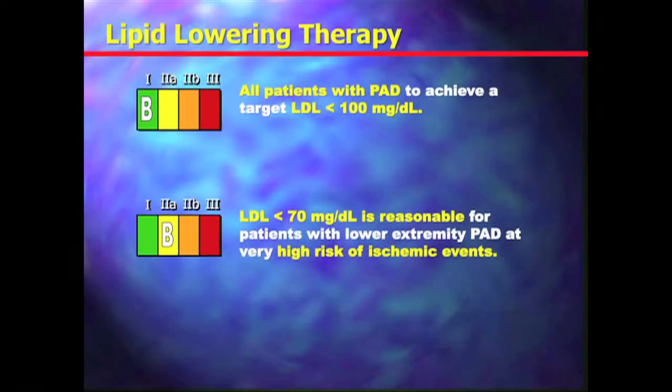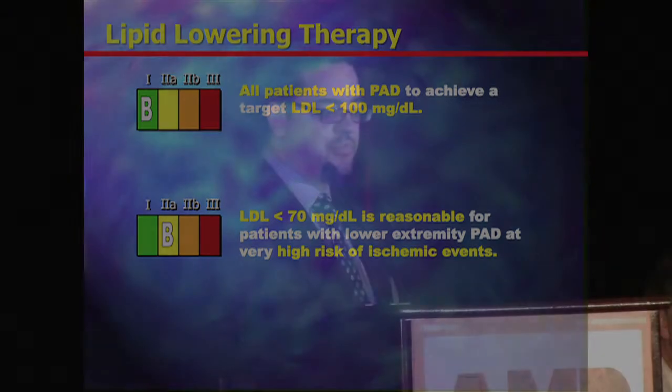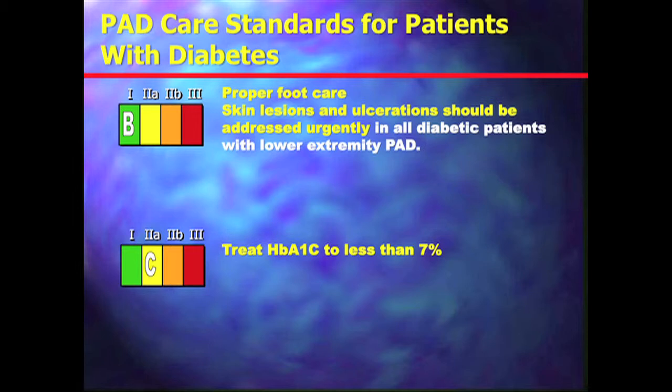Lipid-lowering therapy: Class 1B indication for all patients with PAD to an LDL of less than 100, and I'm sure that that's going to change as time goes by. The LDL less than 70 is a Class 2A, level of evidence B. In terms of diabetes, proper foot care, skin lesions, and ulceration should be addressed urgently. And Dr. Scott talked about this earlier. It's a Class 1B indication, and to treat diabetes to a goal of hemoglobin A1C less than 7% was a Class 2A, level of evidence C, which I'm sure is also going to be changing soon.